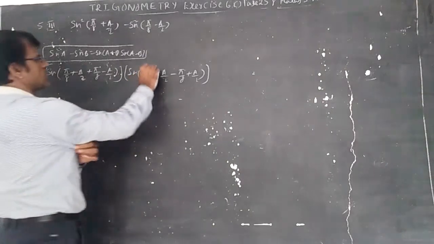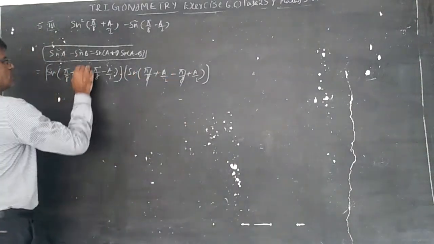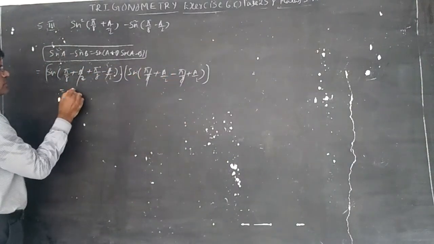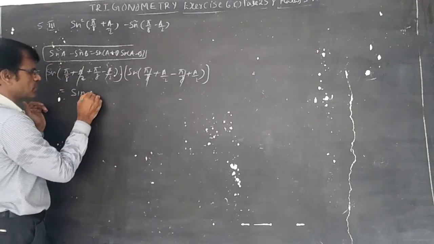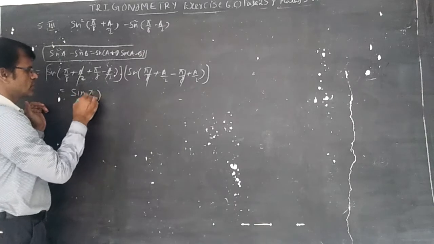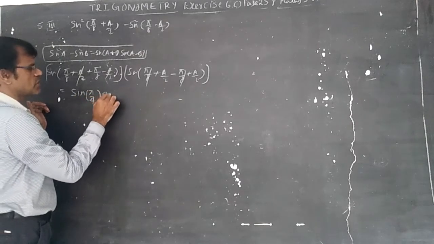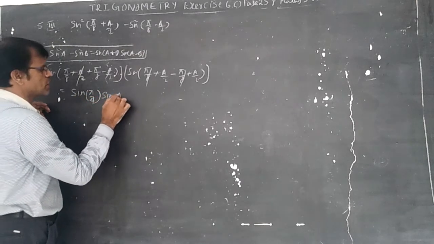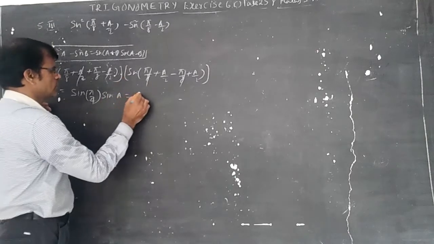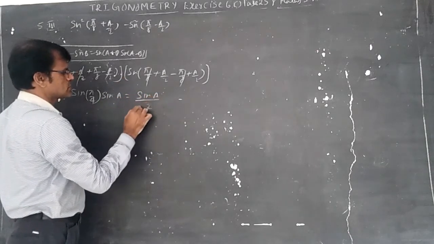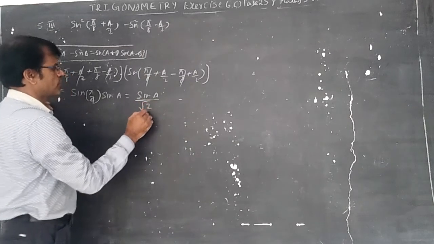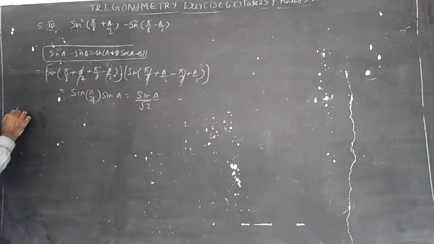So here pi by 8 and pi by 8 get cancelled. Here a by 2 get cancelled. That is equal to, you can understand here sin pi by 8 plus pi by 8 becomes 2 pi by 8, that is pi by 4. Sin of pi by 4 into sin a by 2 plus sin a by 2 becomes sin a. So this is sin a by root 2, because sin pi by 4 means sin 45 value 1 by root 2. In fifth one, this is fourth question.